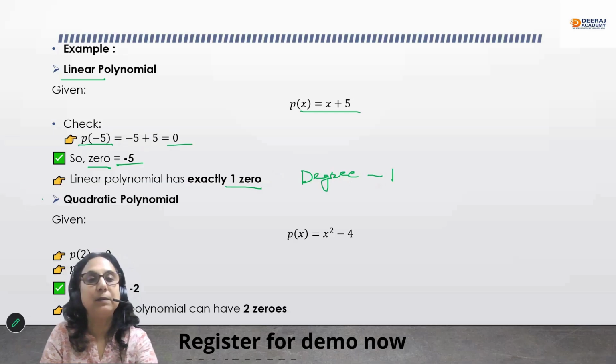Quadratic polynomial. In the quadratic polynomial, what is the degree? The degree is 2.